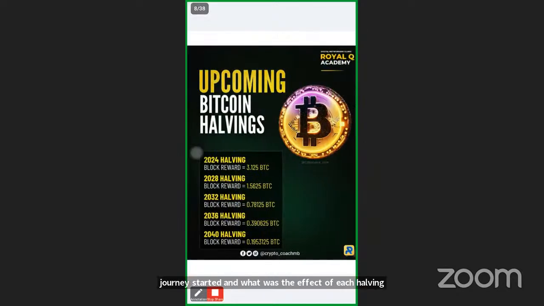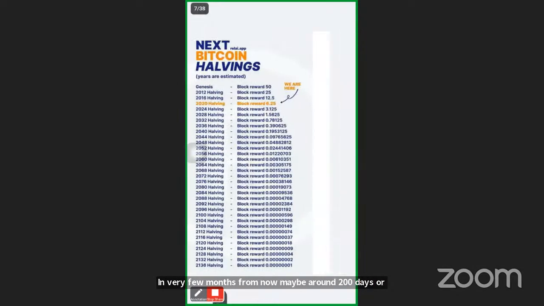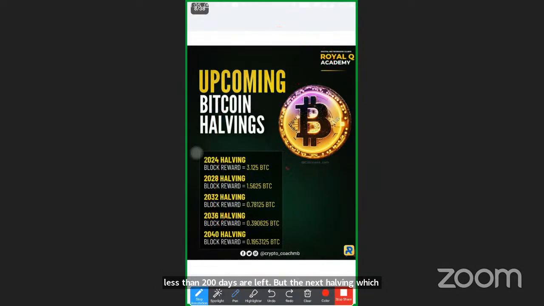Now, what are the upcoming Bitcoin halvings? You can see the first halving we will witness in very few months from now. Maybe around 200 days or less than 200 days are left for the next halving, which is going to happen in 2024. And this will reduce the mining reward to 3.125.